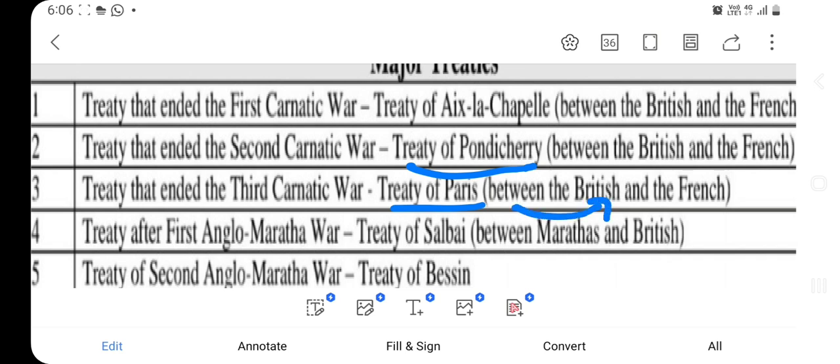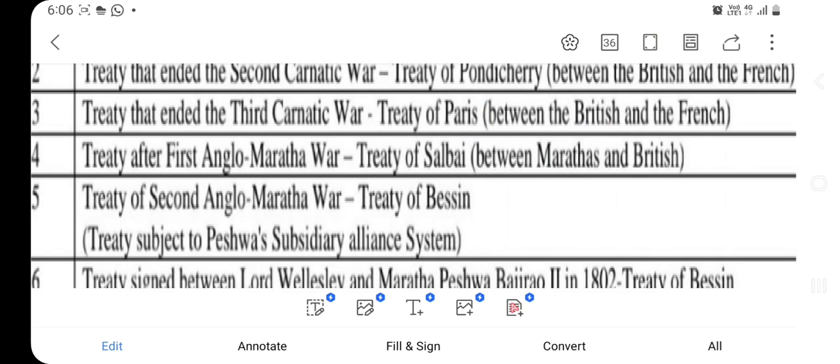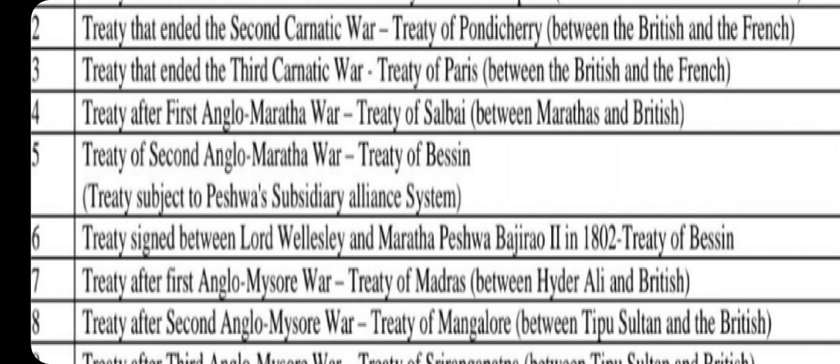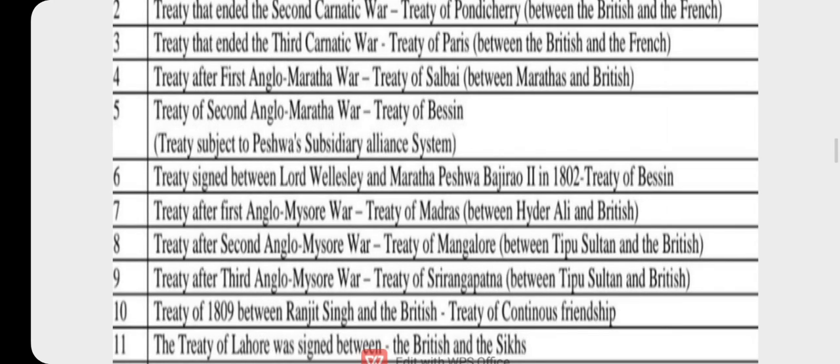Now, the treaty of the first Anglo-Maratha War, the Treaty of Salbai, between the Marathas and the British. The treaty of the second Anglo-Maratha War, the Treaty of Bassein. Here, the treaty is subject to the Peshwa's subsidiary alliance system. The Peshwa accepted the subsidiary alliance system. The treaty was signed between Lord Wellesley and the Maratha Peshwa Baji Rao II in 1802. The Treaty of Bassein. He accepted the subsidiary alliance after the British took the power of the Maratha kingdom.